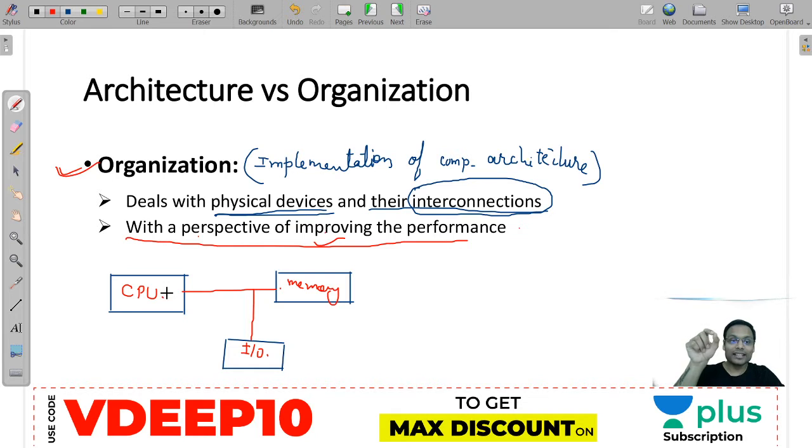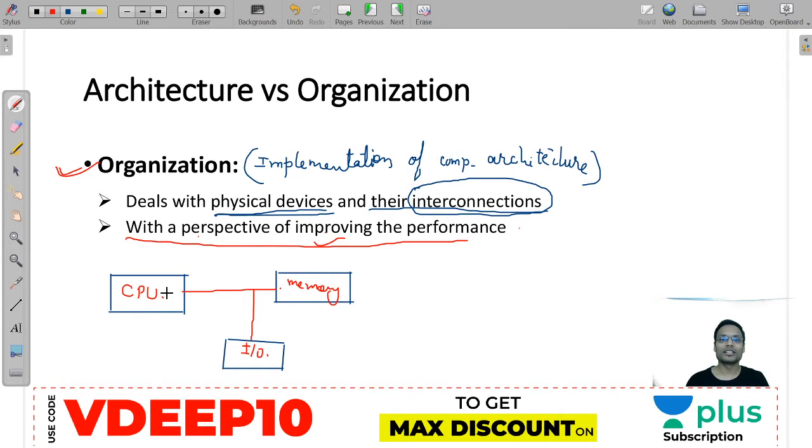How can I give faster access of the memory to the CPU? How can I improve the performance of memory access? The answer is very simple. Use cache memory. So use of cache memory means what type of decision? Architectural decision or organizational decision? I want your answer typed in the comment box.